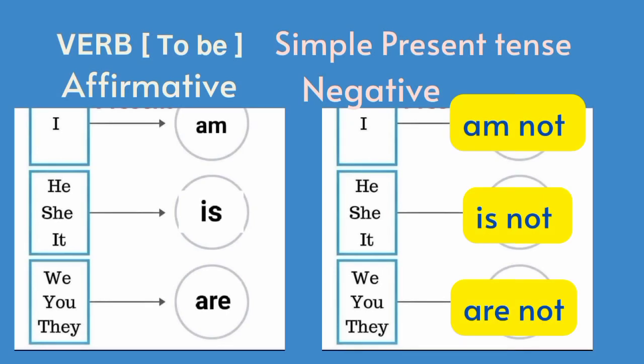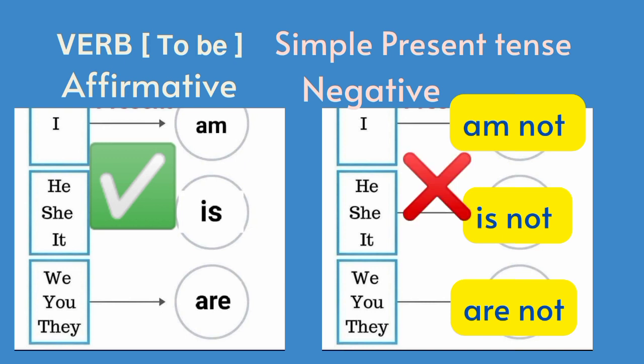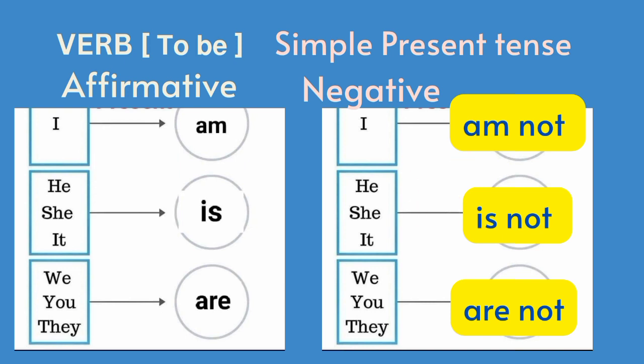Just as am, is, and are are the affirmative form of the verb to be, it can also be used in the negative form. What do we mean by that? I am changes to I am not in the negative. He, she, it is changes to he, she, it is not. And finally, we, you, they are becomes we, you, they are not. As you can see, the word not is used to make the sentence negative.